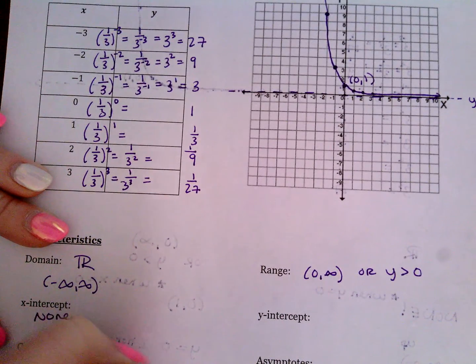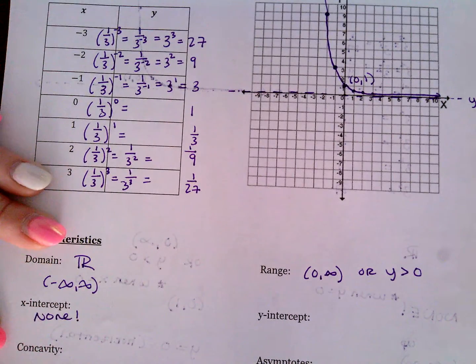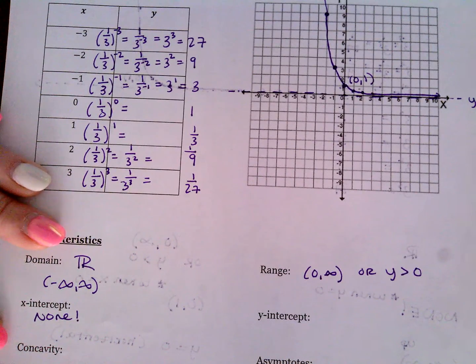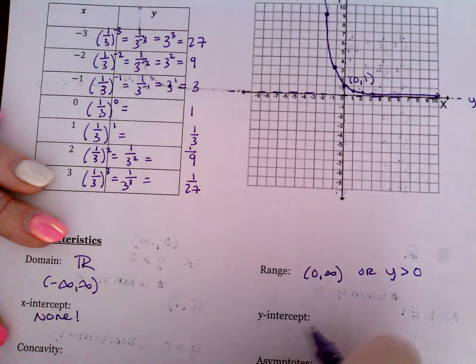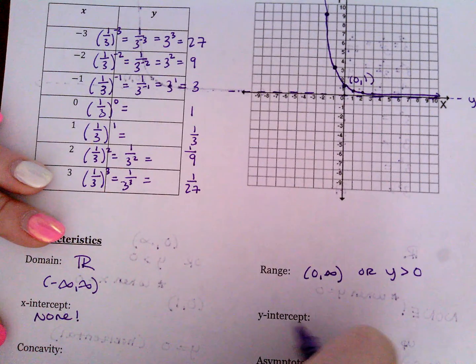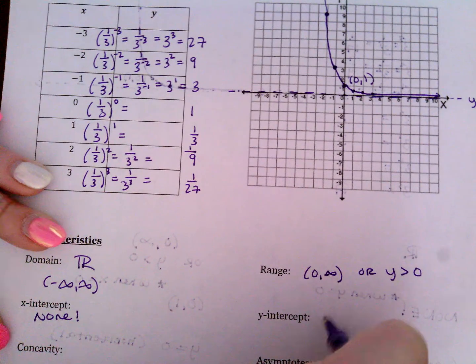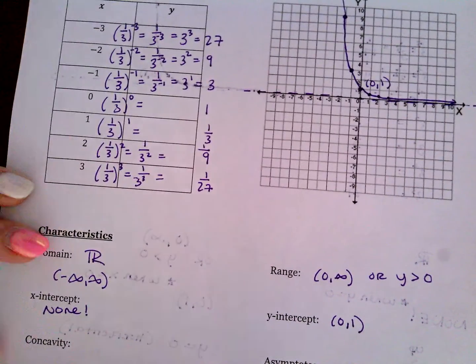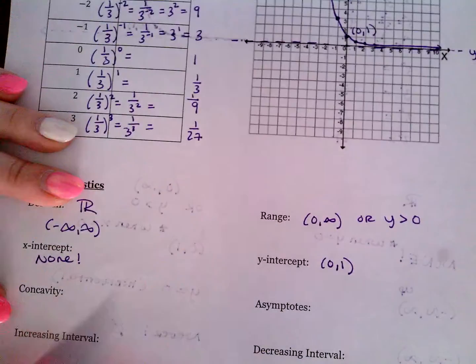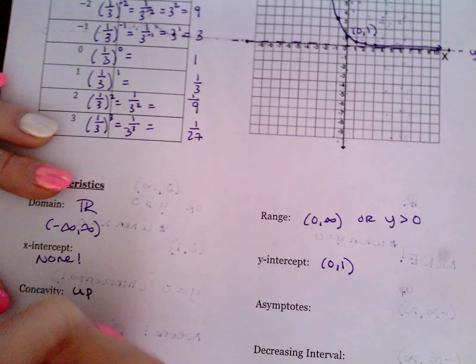The y-intercept is still (0, 1). That didn't change. Concavity, it's still concave up. Asymptote, it's still at y equals 0. Increasing interval, now that's never happening. It's never going to be increasing.